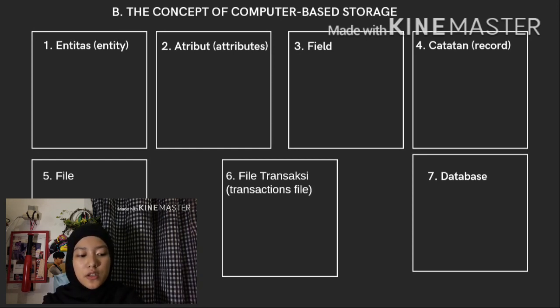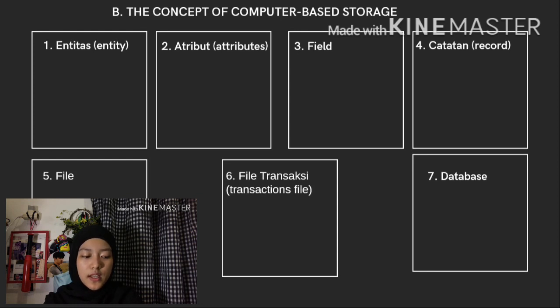Third is field. Field is the portion of a record where the data values for certain attributes are stored. Fourth is record. Record is a set of fields arranged as data describing certain attributes of entities, such as payroll data related to a single employee. Fifth, a file is a group of related records. Master file.